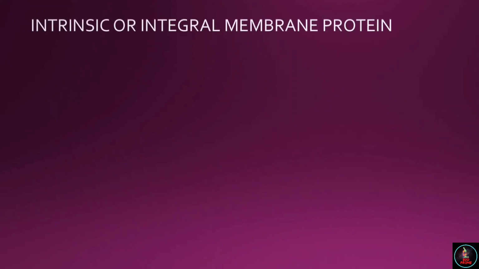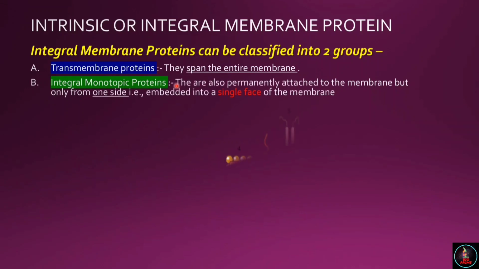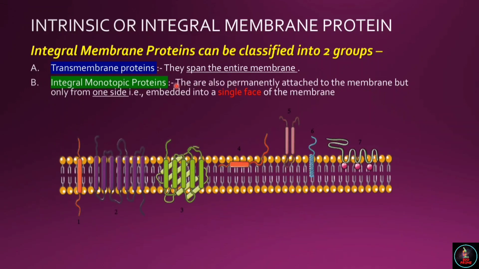Now let's talk about the intrinsic or integral membrane proteins. Integral membrane proteins can be classified into two groups. The first type is the transmembrane protein. They are the most common type of integral membrane protein. They span the entire membrane. In the following diagram, 1, 2, 3 are the transmembrane proteins.